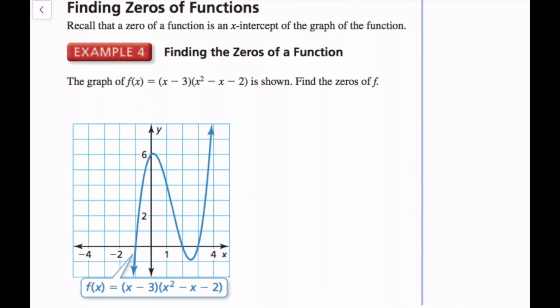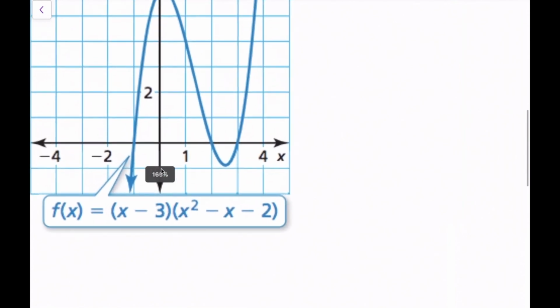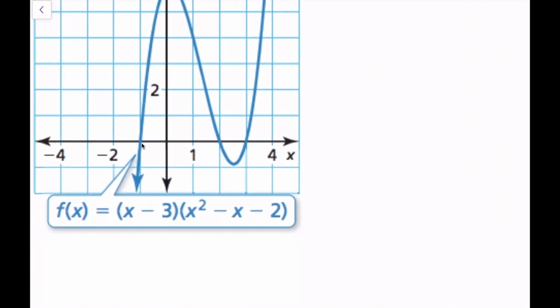All right, so now the instructions say for us to find the zeros of the functions. So recall that a zero of a function is an x-intercept of the graph of the function. So when we're looking to find the zeros of the function, the x values that make the function 0, I just look at the graph here. So if I look at the graph, I want to find where this graph crosses the x-axis, aka where the y value of this graph, or the f of x value of this graph, is equal to 0. I see one here, here, and here.